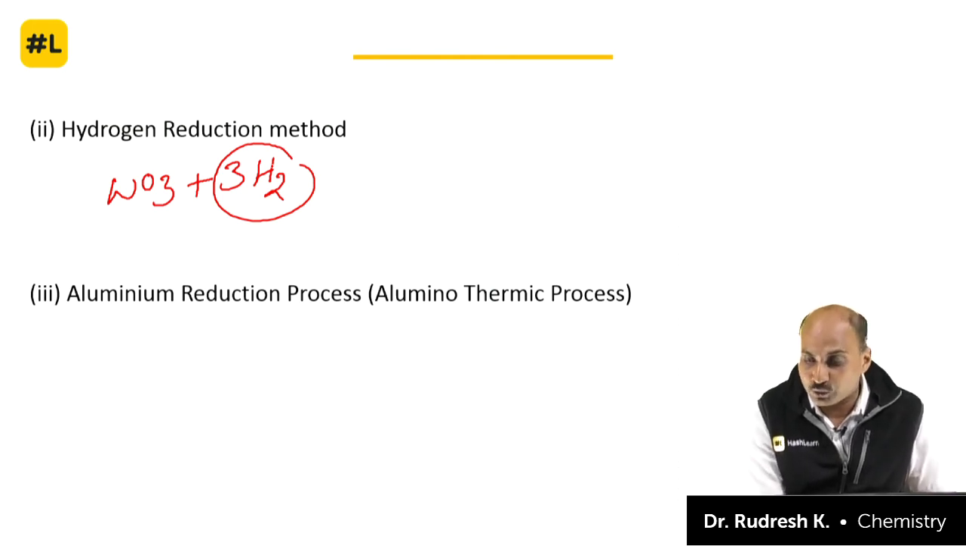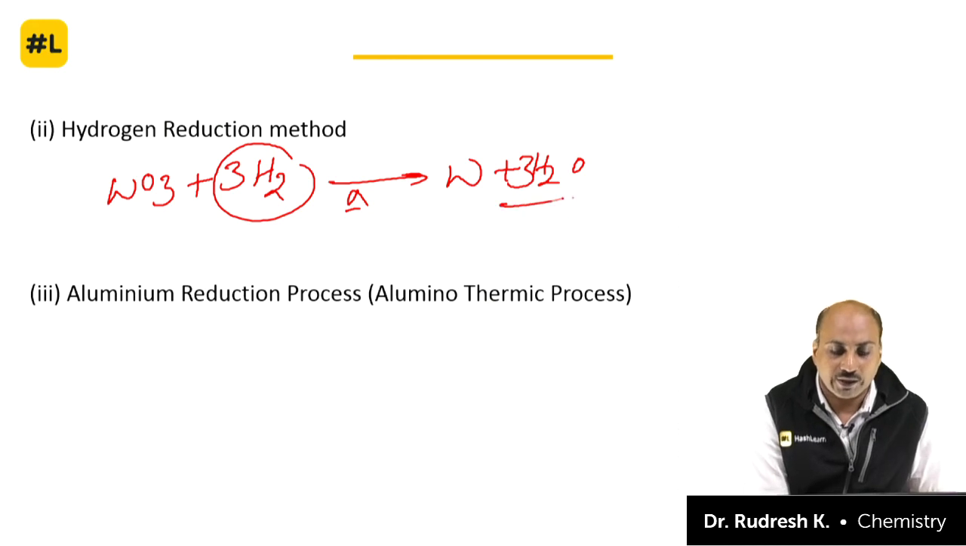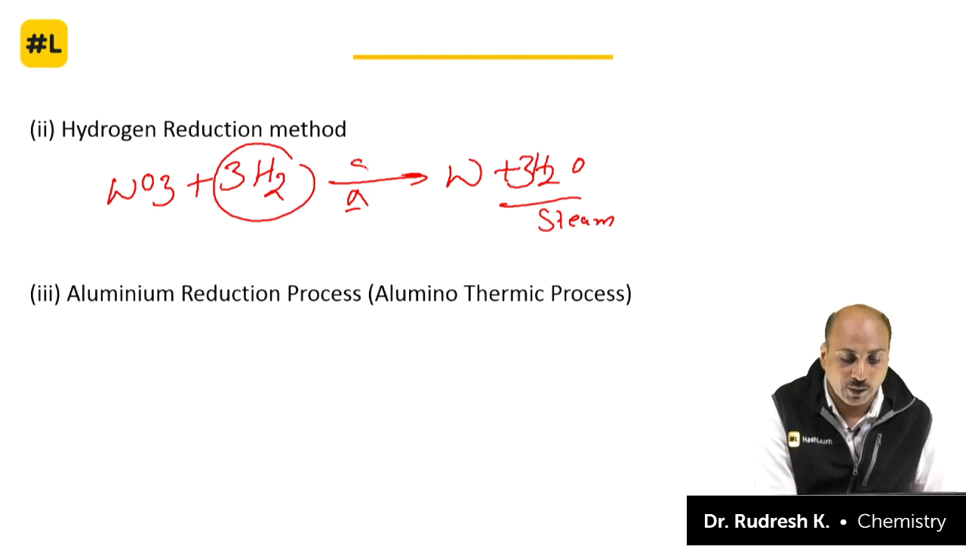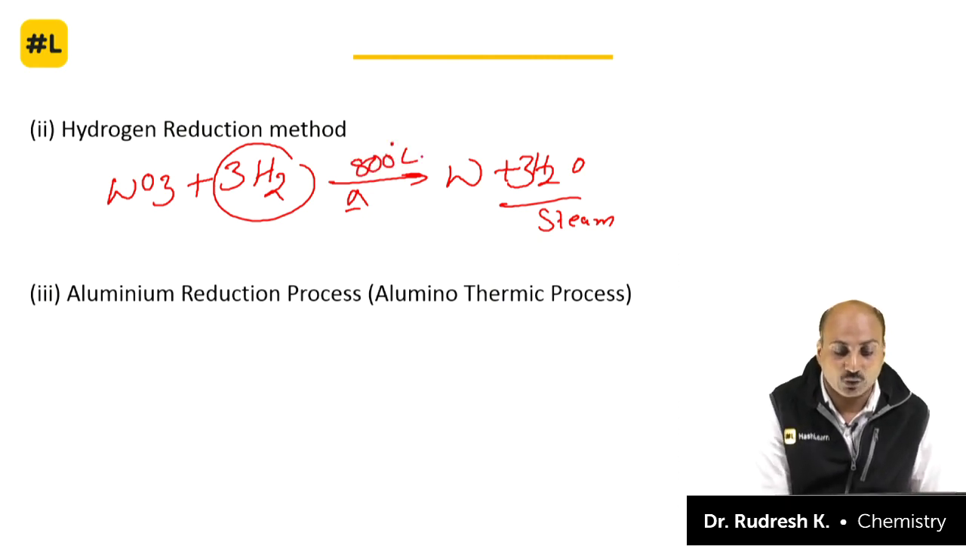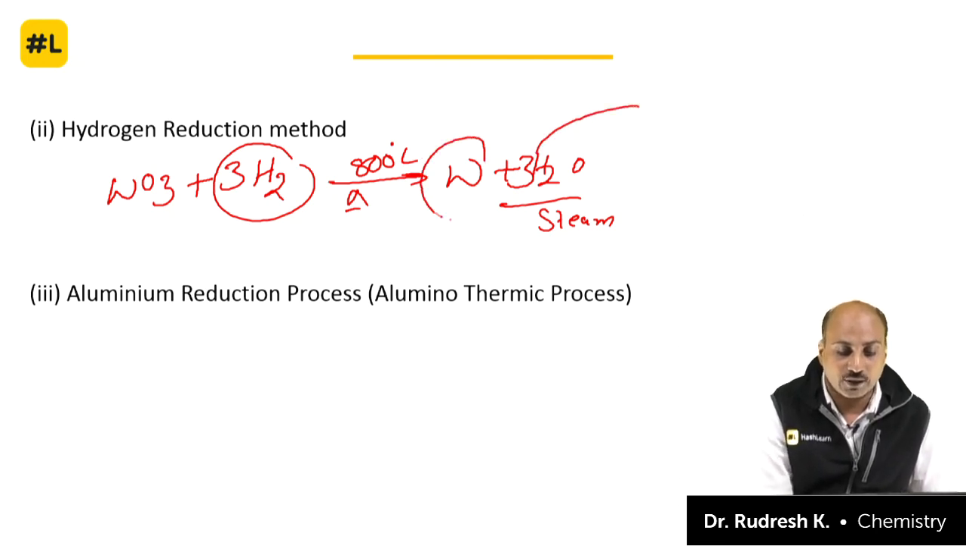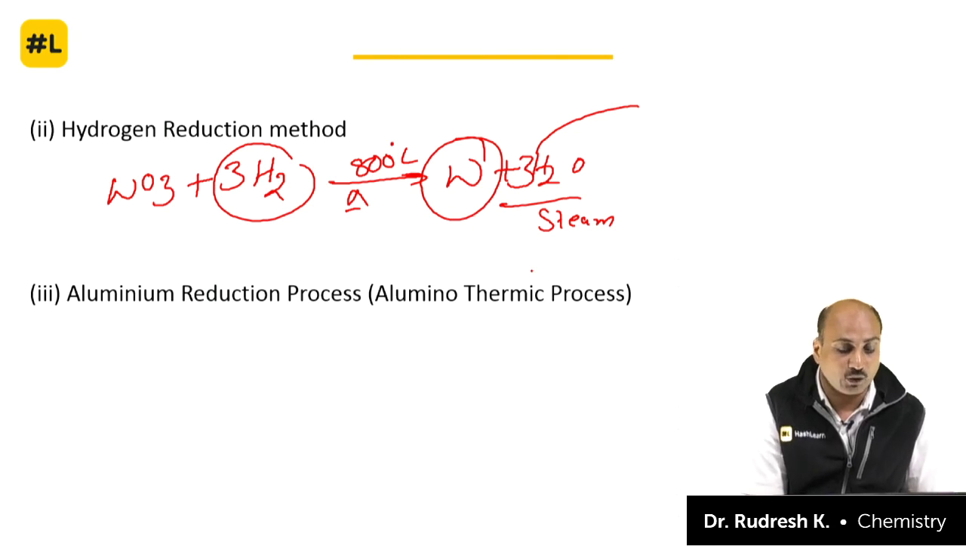When we use this, upon heating you are going to get tungsten, along with moisture coming out. This moisture is not in the liquid form, it is in the steam form, because the temperature which we are giving here is very high, about 800 degrees centigrade. You know that we are going to get dry steam. That will be taken out and you are going to get the crude tungsten from this. Then tungsten will go for purification in the next process.